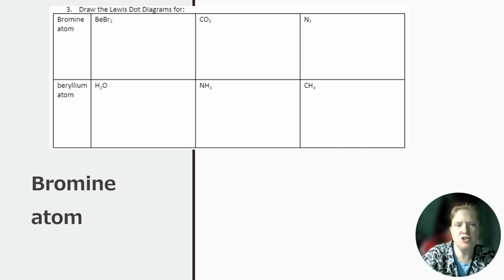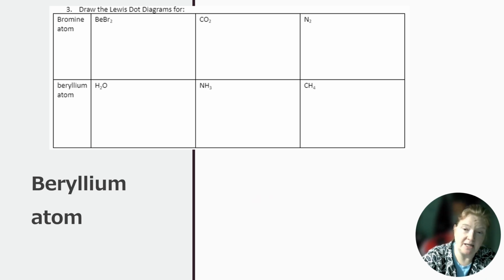All right, so now look at this chart. So we're going to draw a bromine atom. We're going to look it up on the periodic table and see that bromine has 7 valence electrons. So we're going to draw 7 dots for the bromine atom. For a beryllium atom, we're going to look it up on the periodic table, and its symbol is Be. If you didn't know it, flip to table S, and we can see that it has 2 valence electrons.